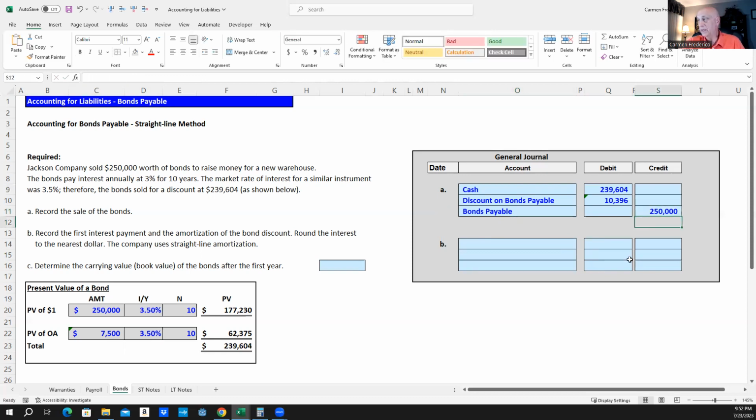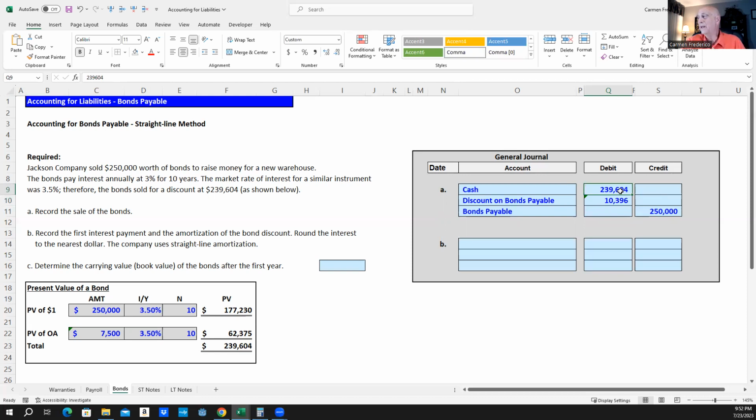And then the bonds payable always go on the books at their face value, $250,000. Okay, so here's the entry. We put the cash the corporation received, the $239,604. The bonds went on the books at $250,000. And the discount on bonds payable, the $10,396, goes on the books as a contra liability account. Why is it contra? It has an opposite balance. So the carrying value of these bonds, the bonds payable minus the discount on bonds payable, is $239,604 on day one.